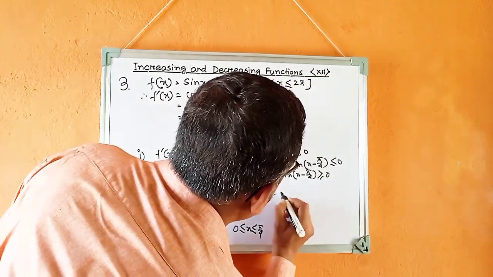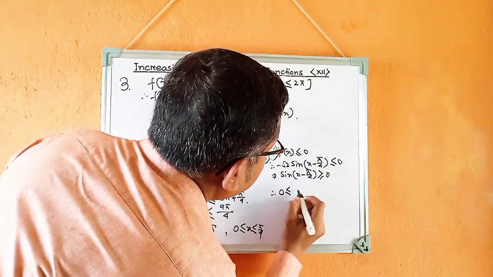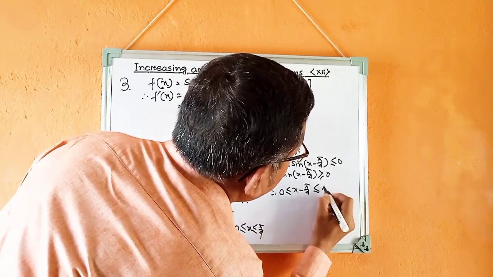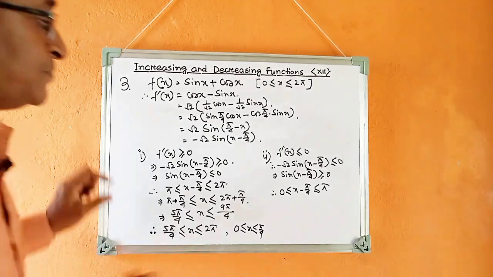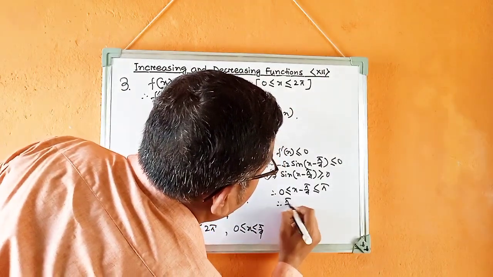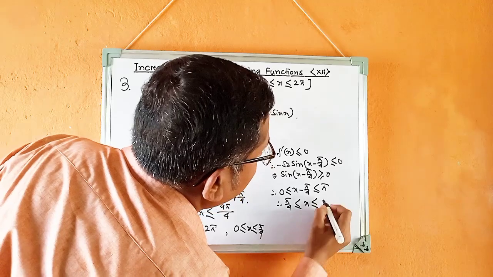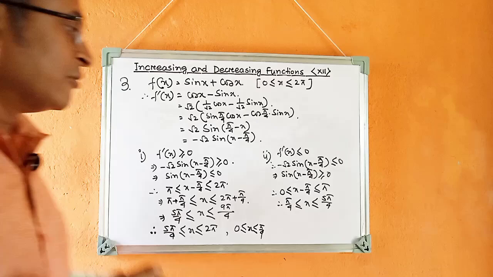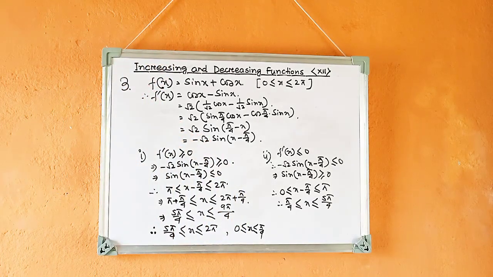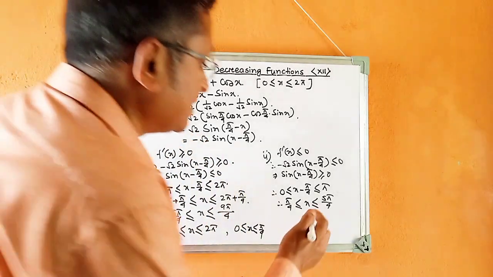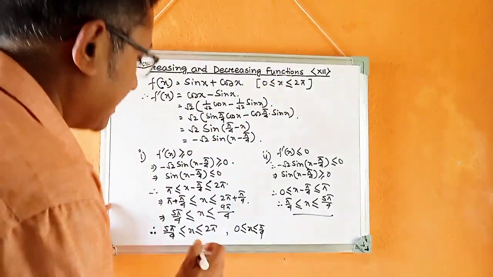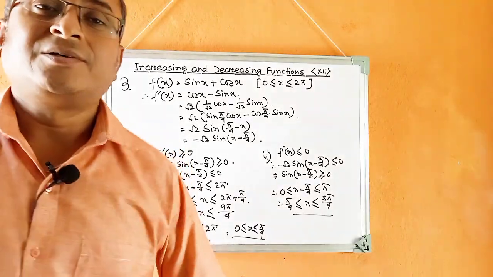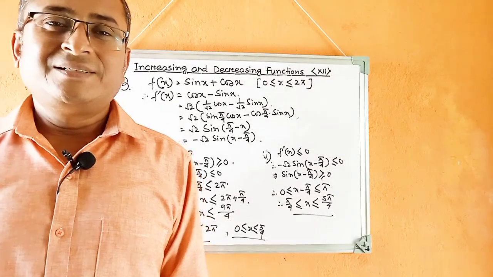Okay, so therefore 0 less than or equal to x minus pi by 4 less than or equal to pi. Okay, now add pi by 4. Therefore pi by 4 less than or equal to x less than or equal to pi plus pi by 4, that is 5 pi by 4. So pi by 4 to 5 pi by 4, this is the range of decreasing function and this is the range of increasing function. Clear? Hope all of you understood. Thank you, students.